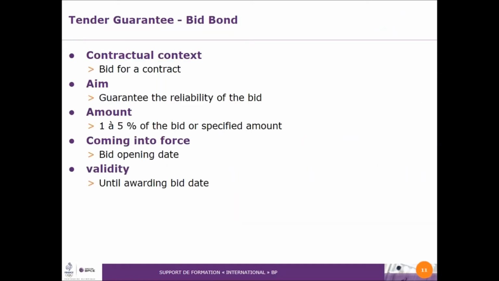So we'll now turn a little bit to each of the 4 guarantees. We'll start with the tender guarantee, which is also called the bid bond. To sum up the context, it's when you bid for a contract, and the aim is to guarantee the reliability of the bid. It's 1 to 5% of the bid or specified amount, and it comes into force at the bid opening date, and it's valid until the awarding bid date.